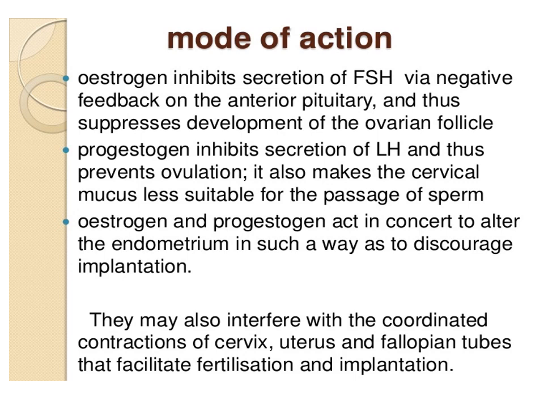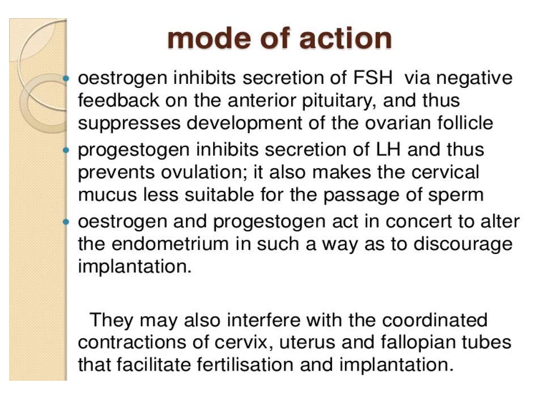The mode of action of these oral contraceptives is that estrogen inhibits secretion of follicle stimulating hormone. If the follicle stimulating hormone is missing, the graafian follicle doesn't develop, so there is no ovulation. On the other hand, progesterone inhibits secretion of luteinizing hormone, so it prevents ovulation, and also makes the cervical mucus less receptive for the sperm. Estrogen and progesterone also act together on the endometrium.